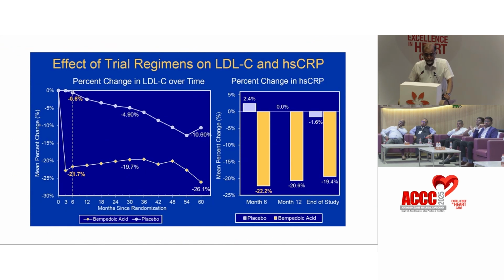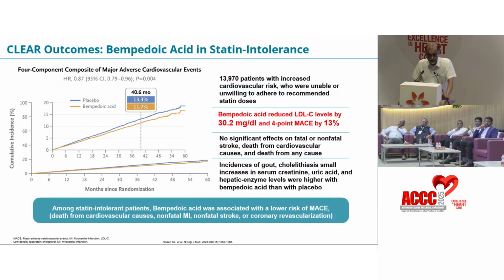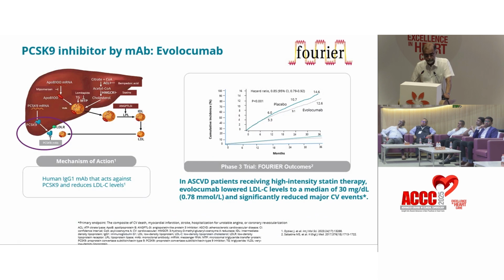Trials have shown that bempedoic acid can reduce, and does reduce, LDL cholesterol over a period of time. It also has shown certain changes in the hsCRP values in addition to the reduction in the LDL cholesterol values. The CLEAR Outcomes bempedoic acid in statin intolerance trial has shown that bempedoic acid can reduce the LDL cholesterol by almost 30 milligrams percent and the 4-point MACE by almost 13%.